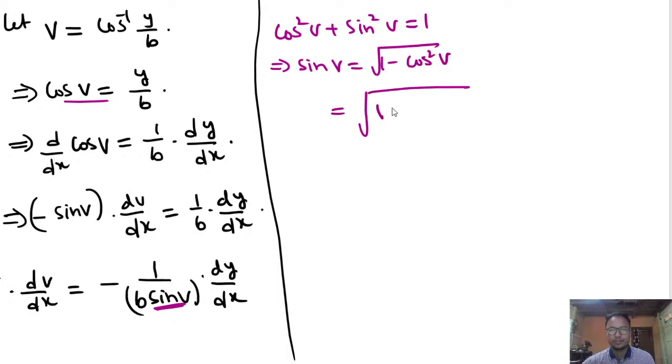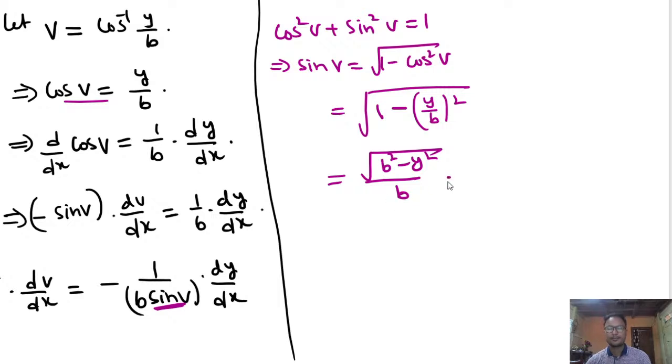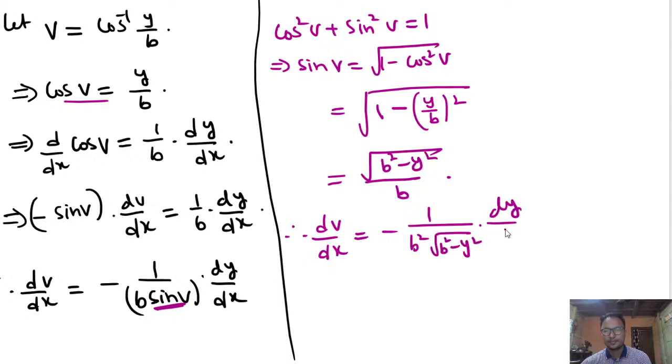So this is 1 minus cos square v, which is y by b whole square. So if you do the calculation and all that, this is b square minus y square under root divided by b. So therefore dv by dx is nothing but minus b, so it will be b square under root b square minus y square dy by dx. Is that okay?